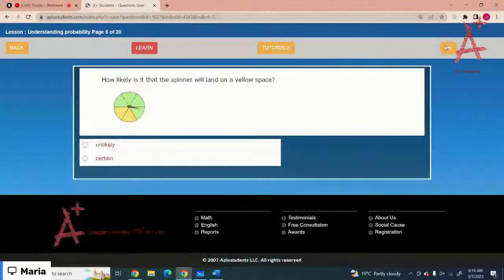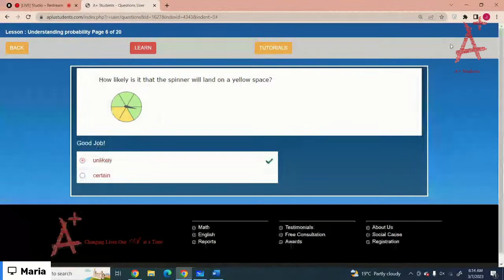Okay, how likely is it that the spinner will land on yellow space? Unlikely or certain? You have less yellow space than green. Got it? That means it is unlikely. Certain means the one that has more space.